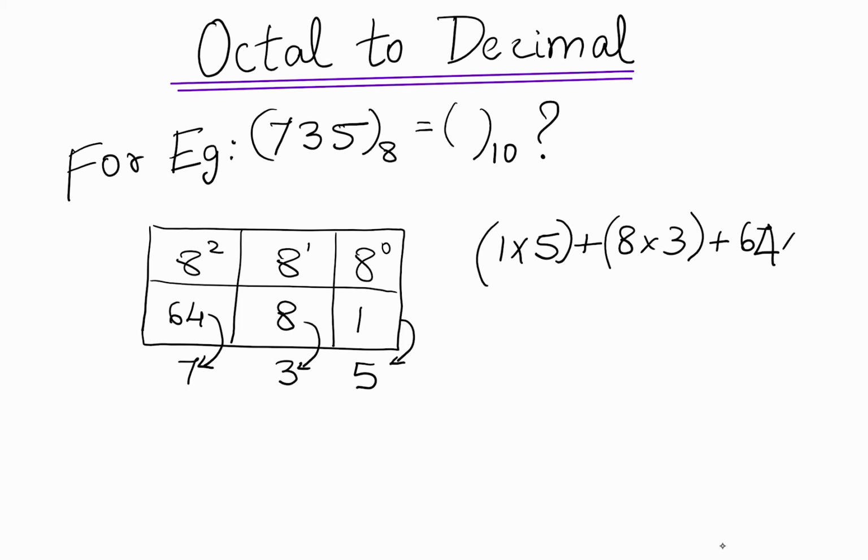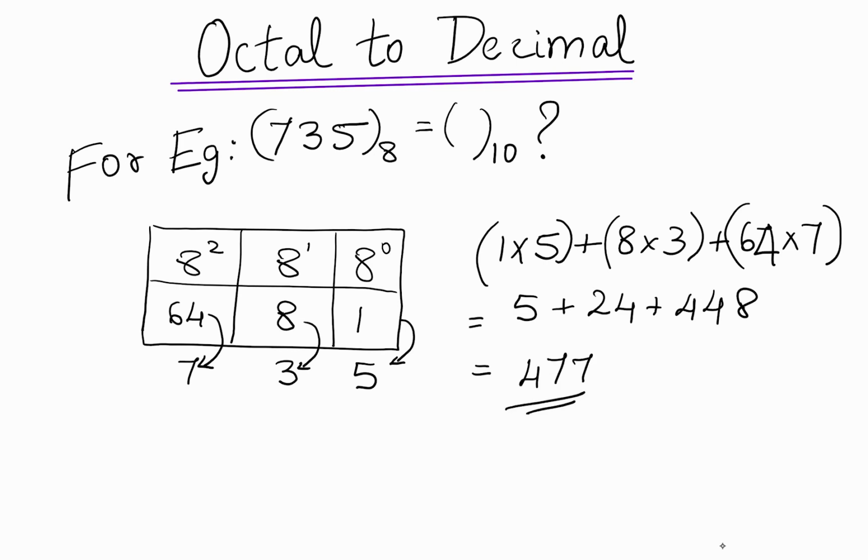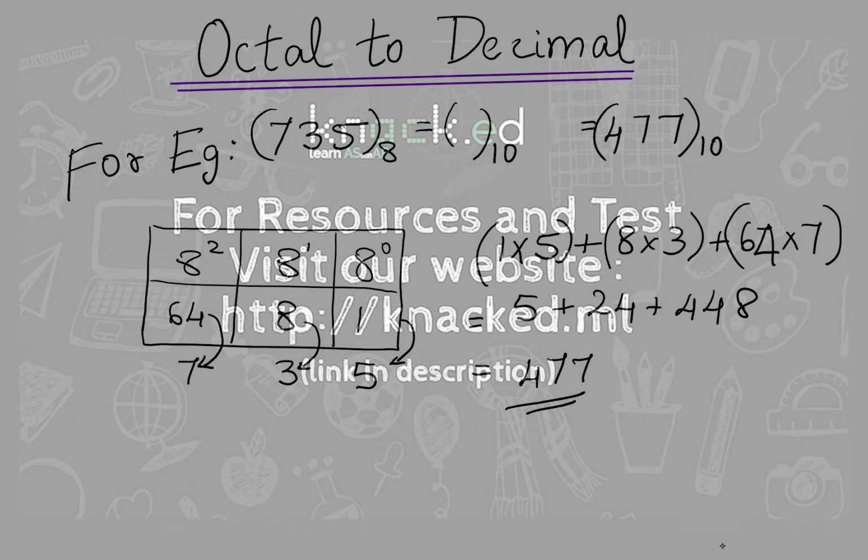When we sum it up, this is what our answer is going to be in decimal. So it's 5 plus 24 plus 448, which is equal to 477. So 735 to the base 8 is equal to 477 in decimal. Thank you.